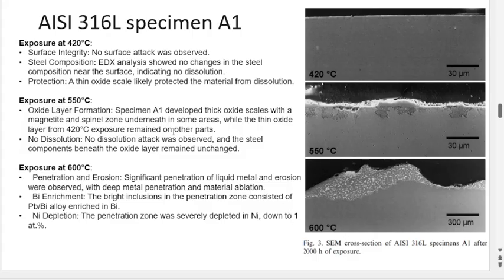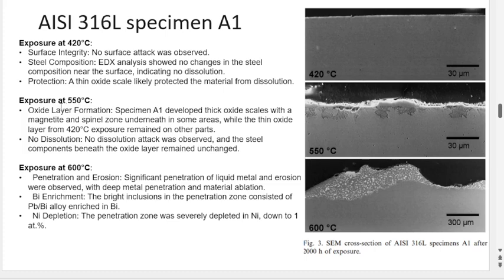How about the result? For the AISI 316 specimen, or specimen A1, exposed at 420 degrees C, you can see here no surface attack can be observed, and the EDX results show no changes in the steel composition near the surface. Protection: a thin oxide scale likely protected the material from the solution, but cannot be observed clearly.